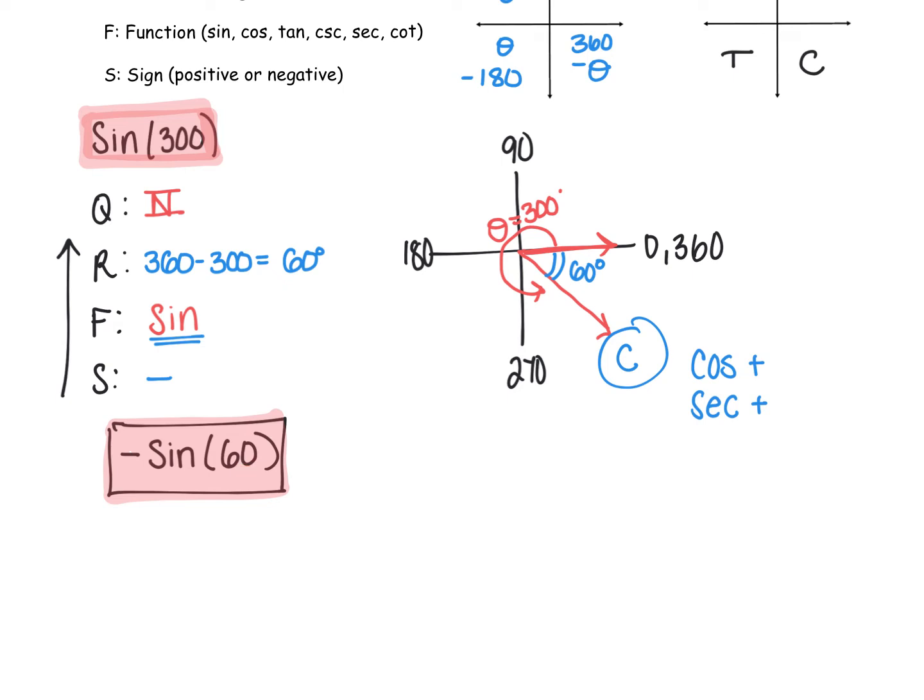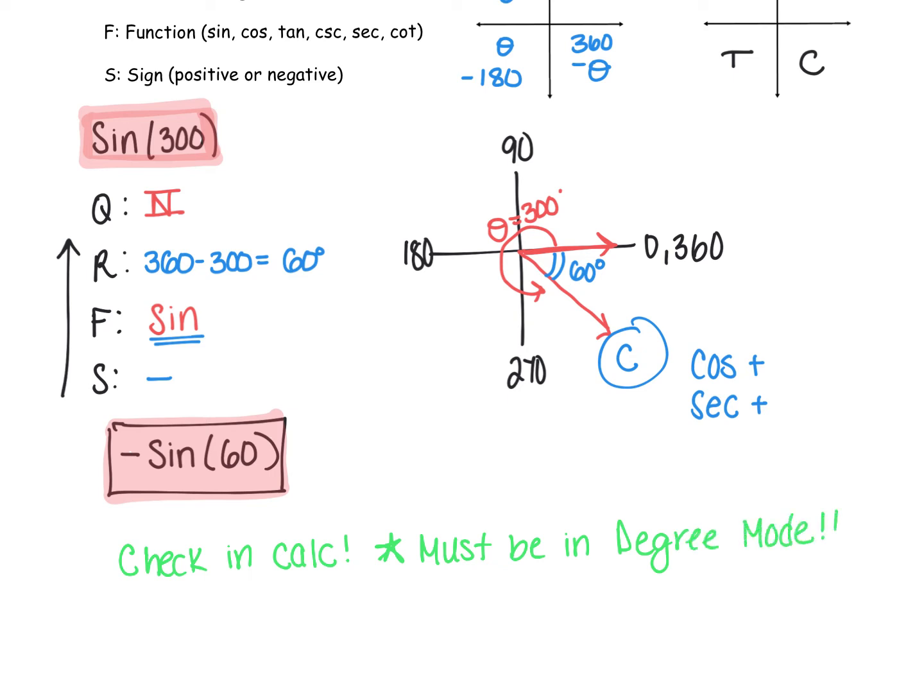Now there's a way that you can check to see if your answer is correct. You can check in the calculator. In order to check using the calculator, you must be in degree mode. If you're not sure how to get to degree mode, you can ask us in class tomorrow. But all you want to do is type in two different entries. So you're going to type in sine of 300, hit enter, and then you're going to type in negative sine of 60 and hit enter. Both of these should result in the same decimal. If they do, you know that you did the problem correct.